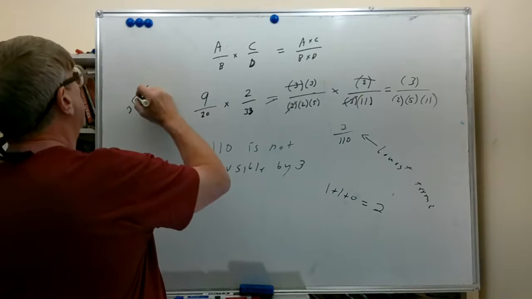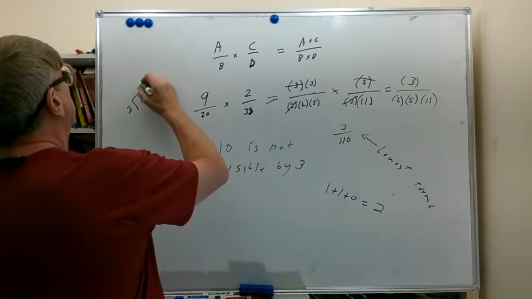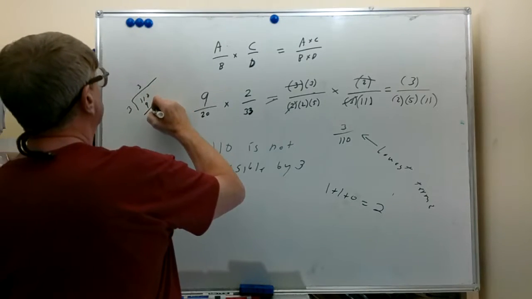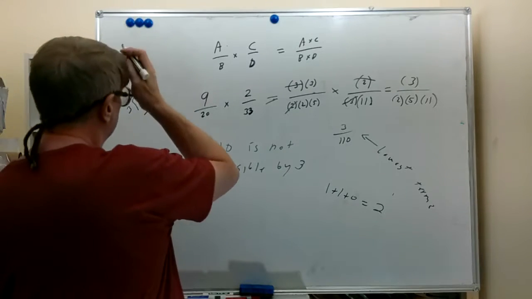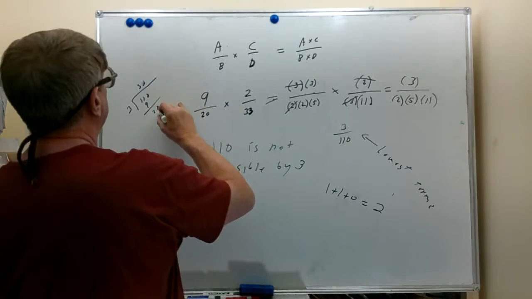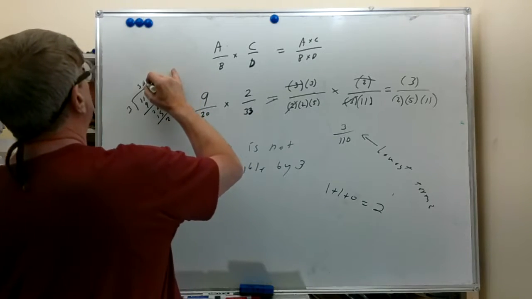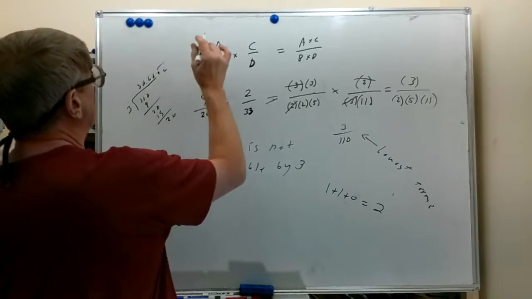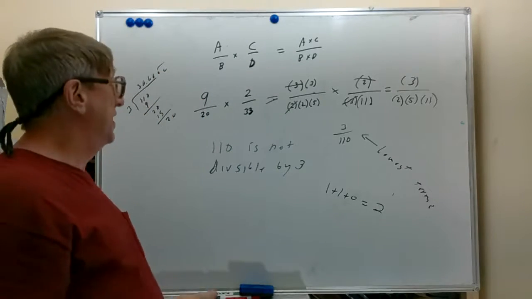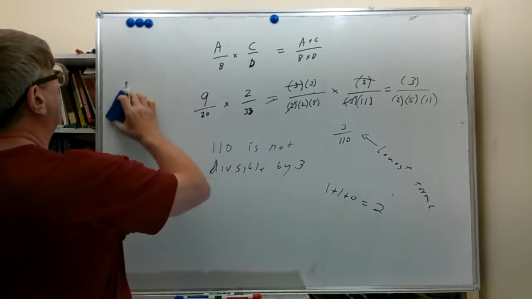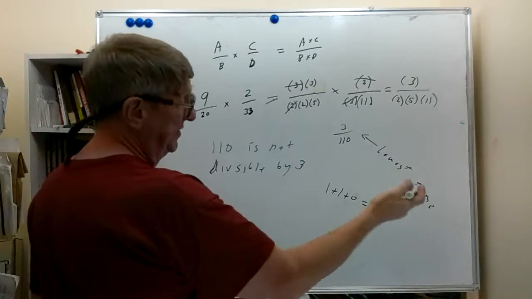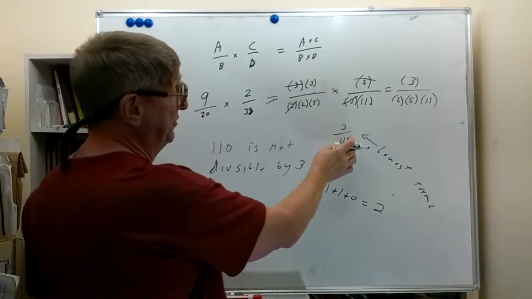3 into 110. 3 goes into 11 three times, 9, leaving 2, 0. 3 goes into 20 six times, 18. So it's going to be 3.6666 repeating. But that is not going in an even number of times. It's not directly divisible. That shows us that we can't reduce it further.